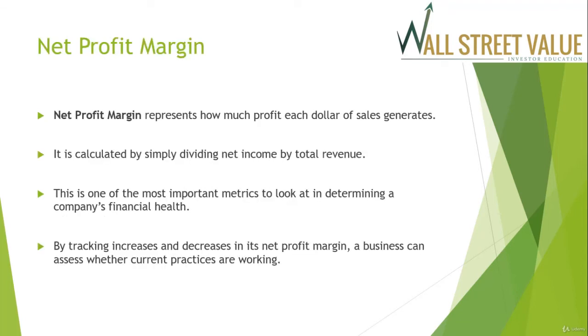Net profit margin represents how much profit each dollar of sales generates. It's calculated by simply dividing net income by total revenue. And this is one of the most important metrics to look at in determining a company's financial health. By tracking increases and decreases in net profit margins, a business can assess whether current practices are working.